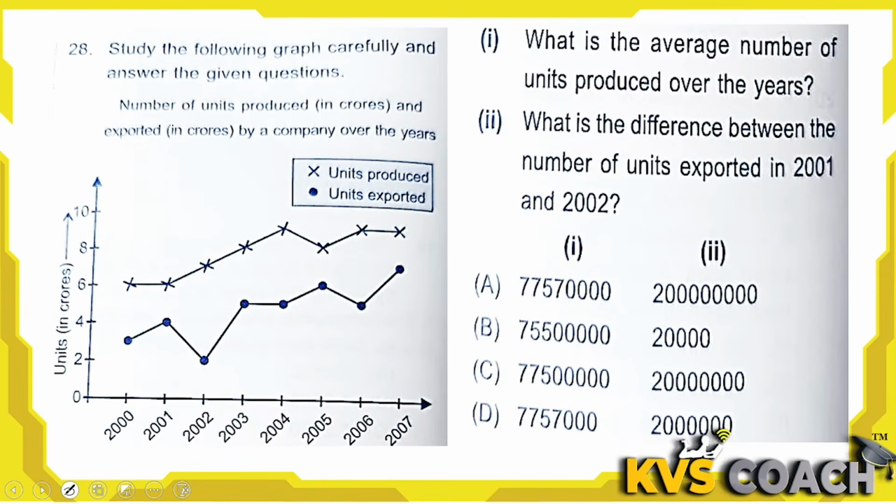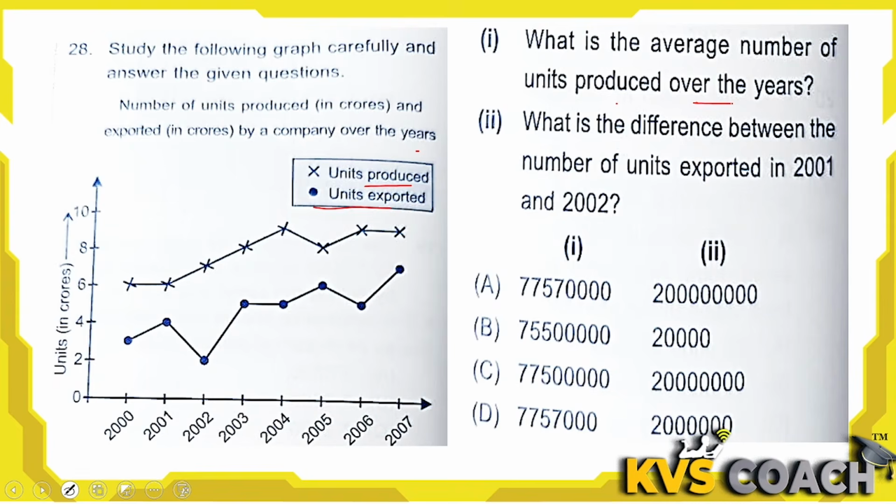Number of units produced in crores, this is units produced, and the dots are units exported. Number of units produced and exported in the years, that is also in crore. What is the average number of units produced over the years?